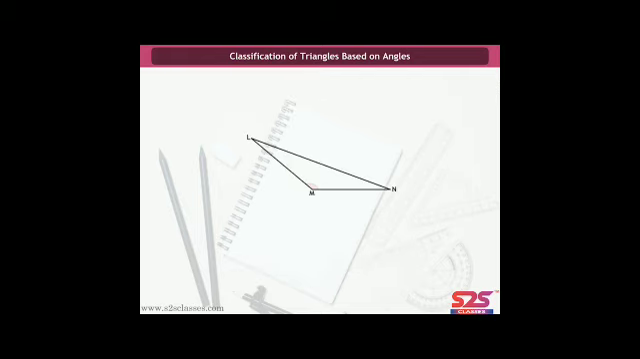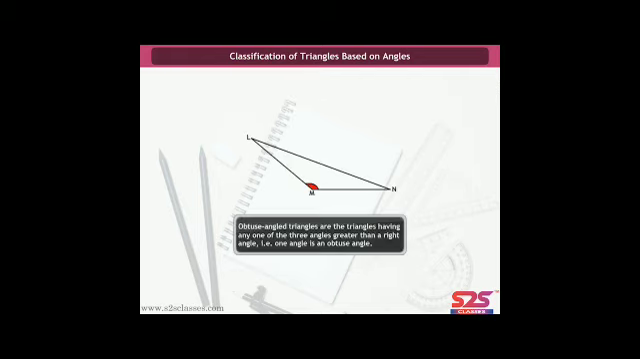Again, now look at the triangle LMN. The angle LMN is greater than a right angle. That is, it measures more than 90 degrees. It is an obtuse angle. So, a triangle which has one of the three angles as an obtuse angle is called an obtuse angled triangle.